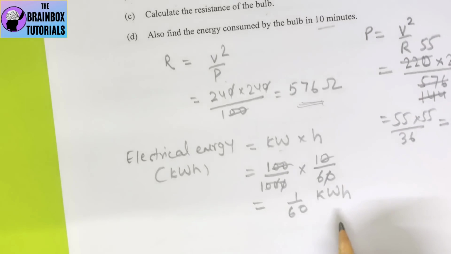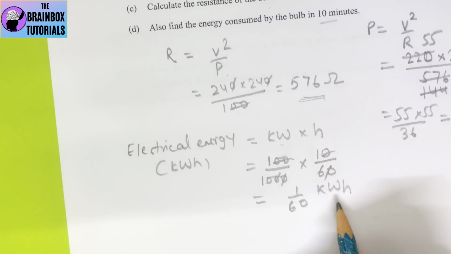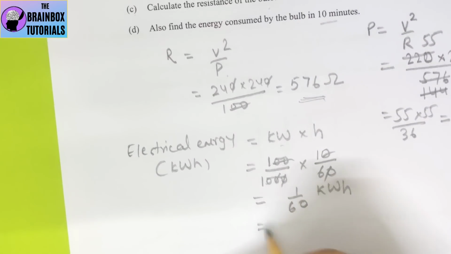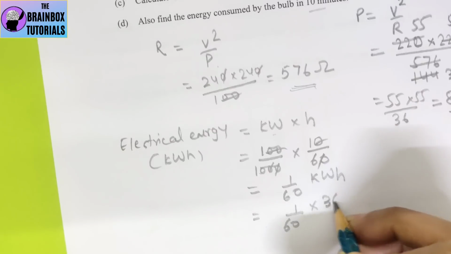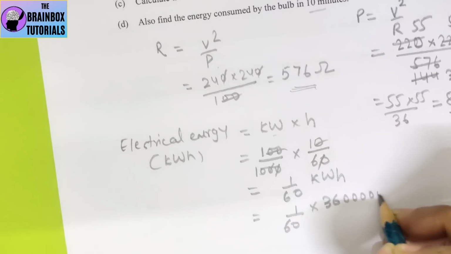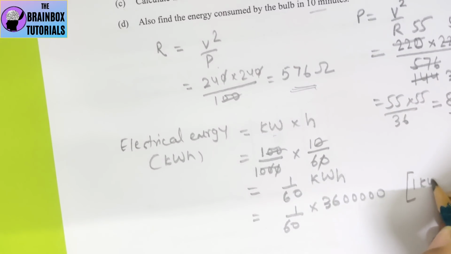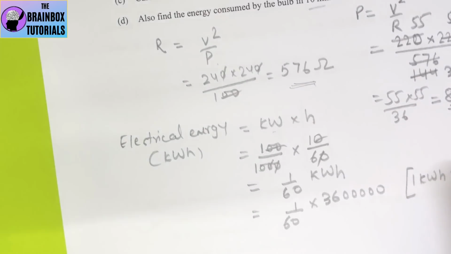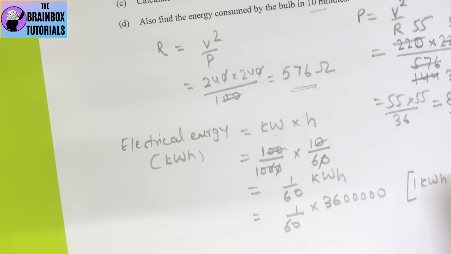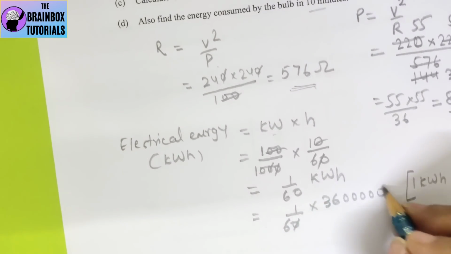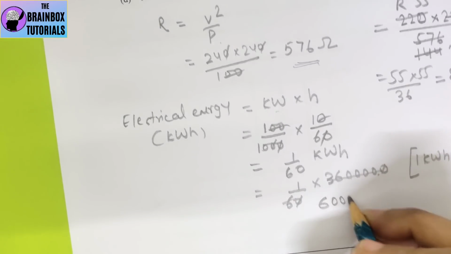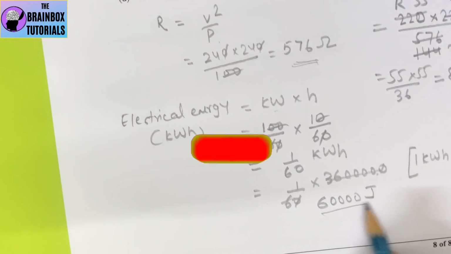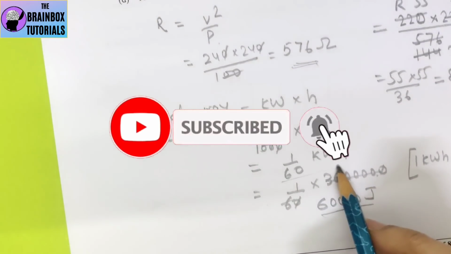Either leave it like this, or if you want to change the energy into joule, we will multiply this with 3.6 into 10 to the power 6, because 1 kilowatt hour is equal to 3.6 into 10 to the power 6 joule. So cut it. 6, 6 are 36, and four zeros. So either write the answer 60,000 joule or 1 by 60 kilowatt hour.